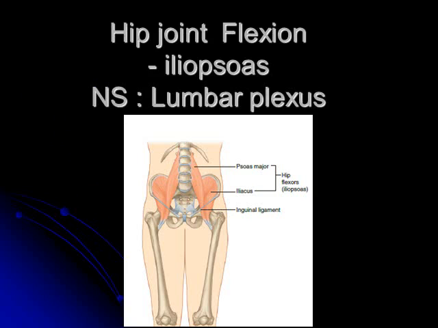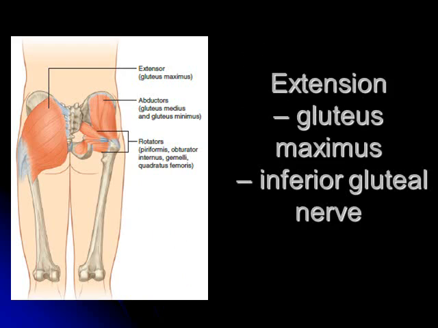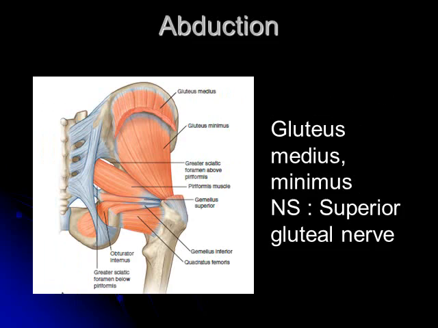You can see the iliacus and psoas major muscle cause the flexion of the hip joint, which is supplied by the nerves from the lumbar plexus. The extension of the hip joint is done by the gluteus maximus muscle, supplied by the inferior gluteal nerve. Abduction of the hip joint is done by the gluteus medius and minimus muscle, which is supplied by the superior gluteal nerve.